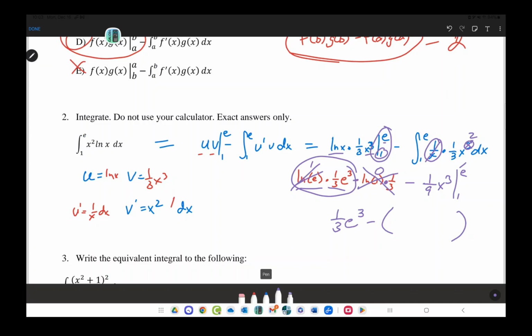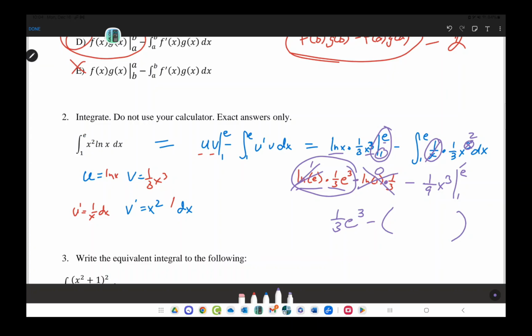Now, just again, that's why I want to spend some time on this as well. Any questions about the second half? The integral from 1 to e of 1 over x times 1/3 x cubed dx. Any questions on that? What happens to the 1 over x and the x cubed? They reduce to x squared. But what's the antiderivative of x squared? 1/3 x cubed. We already did it, so it makes it pretty easy. But we already have a 1/3. So 1/3 times 1/3 is 1/9.